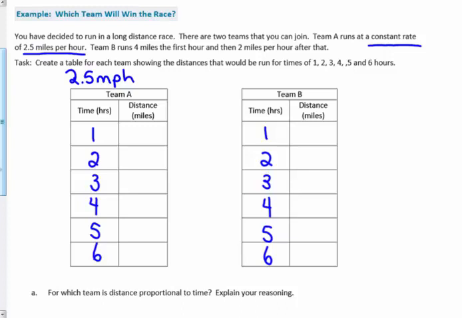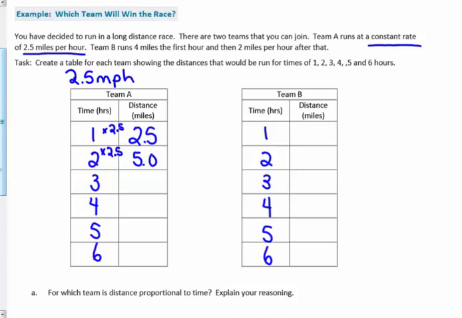So Team A runs at a constant rate. This is Team A here on the left. After 1 hour of running, if they run 2.5 miles per hour, if I multiply by 2.5, I get that they've gone 2.5 miles, 2 5/10. Running 2 5/10 for the second hour, you're going to get 5 miles is their total distance. 5 and no tenths. You don't need the 0 there, but you could put it.